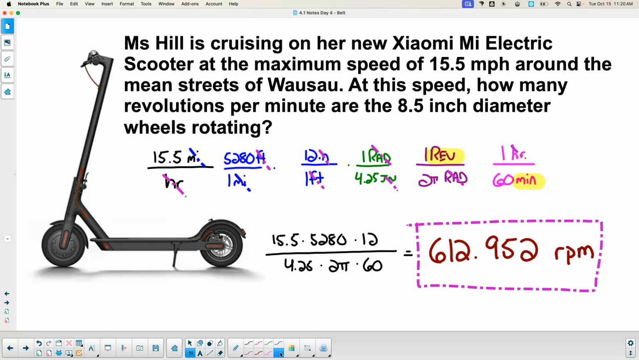Concur? Questions, comments, concerns, clarifications?